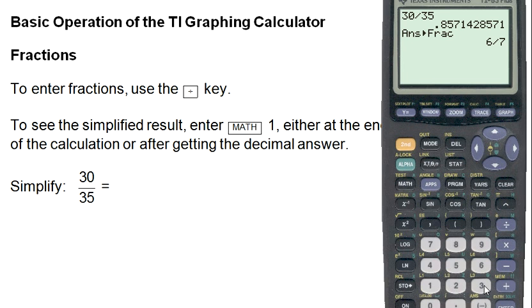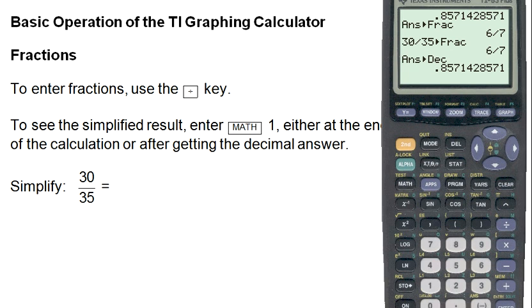I could have gone directly from 30 divided by 35 to a fraction answer by hitting Math 1 before I entered it, and it would have just gone right to the fraction answer. And I can go from the answer to a decimal by going to Math 2, and it'll change it back to a decimal, and I could change it back to a fraction again by hitting Math 1 again. So you have that option.